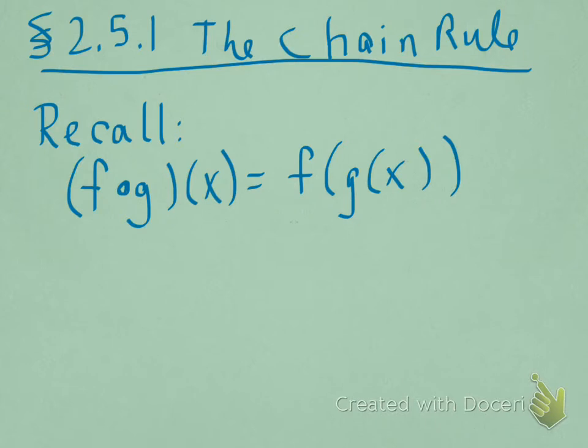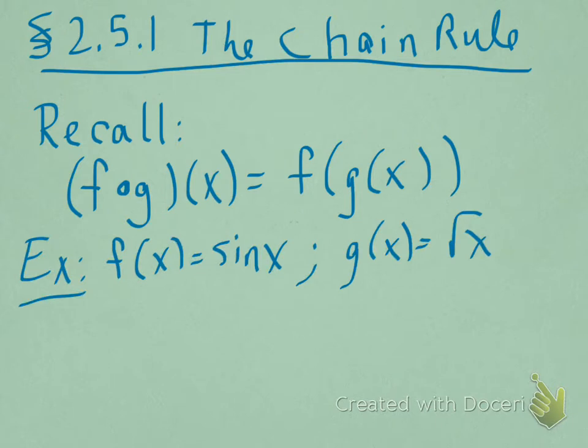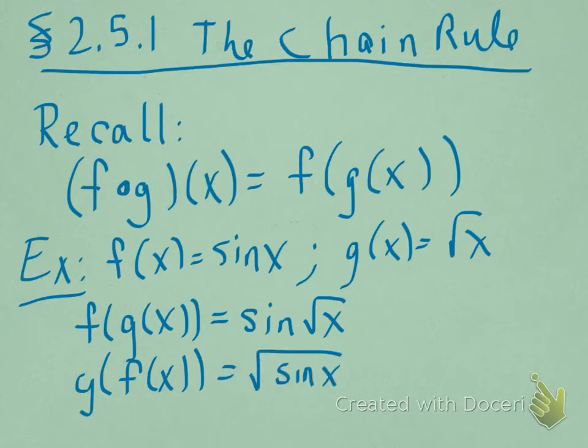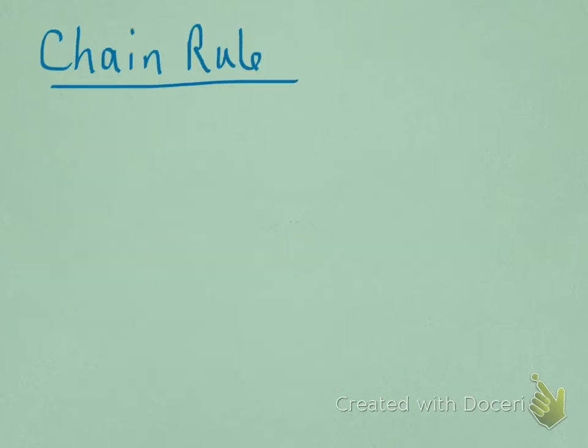This is function composition. So for example, if I have the function f of x equals sine x and g of x equals the square root of x, then f of g of x is sine of the square root of x, and g of f of x is the square root of the sine of x. So in general, notice that order matters with regards to function composition. F of g of x is not in general equal to g of f of x.